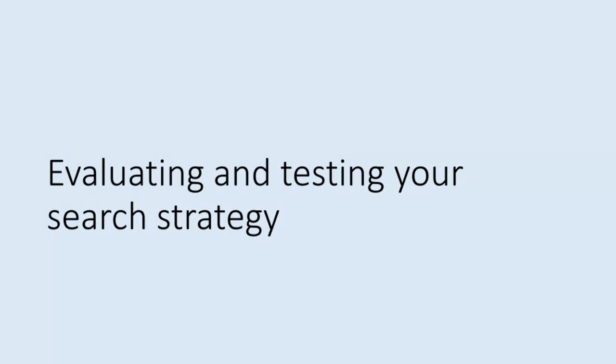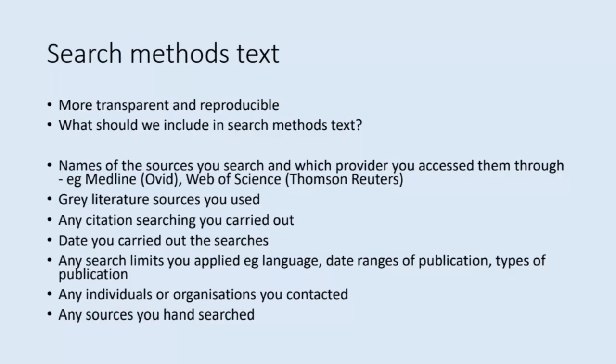So search methods text. We'll just go on to that now. This is basically, if you're publishing your research, telling the reader how you've done your searching. Providing search methods text really helps us to make our research more transparent, so it's really clear to people how we have done our searching, and also more reproducible.